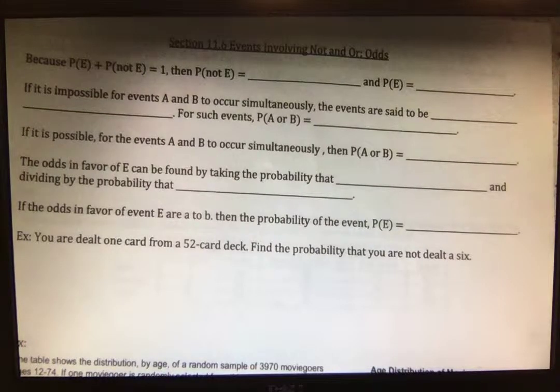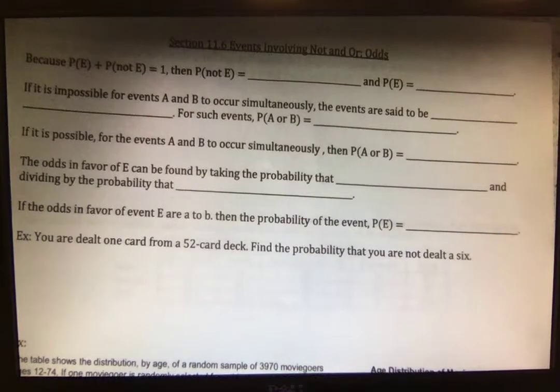All right, 11.6 is events involving nots and ors, and odds. Going back, remember the very first section that we did was ands and ors within diagrams? The same thing is coming back here. Because P of E, the probability of event E happening, plus P not E, the probability that it won't happen, adding those two probabilities together will give us 1, which makes sense because it's either going to happen or it's not going to happen. Those are only two options, so that'll give us 100% of our different options, which will be 1.